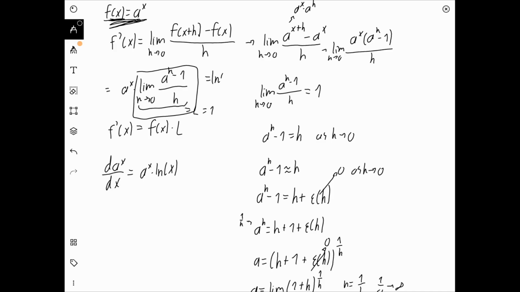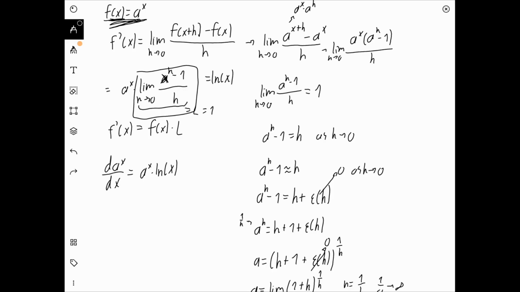I never really saw ln this way, but this ln of x just equals the limit as h goes to 0 of x to the h minus 1 over h, where this a is x in this case. It's kind of clean. We showed a new expression for ln x. We can actually see where this comes from.